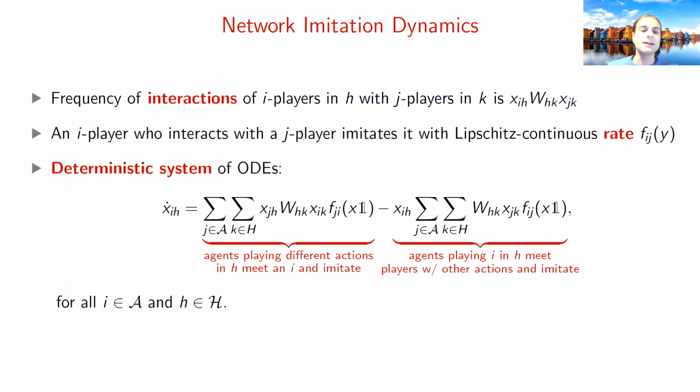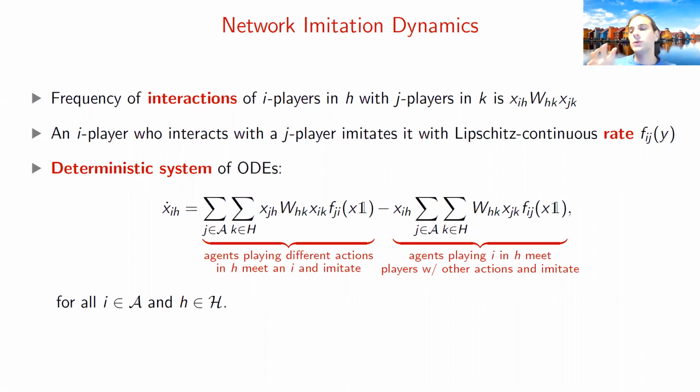And in particular, the fraction of i players in community h evolves according to the difference of two terms. The first term, the summation here, accounts for agents that are playing different actions and belong to h that meet some people in their community or in other communities that are playing i and imitate it. While the second term is negative and accounts for individuals that belong to community h and are currently adopting action i and, interacting with someone that has a different action, imitate it.